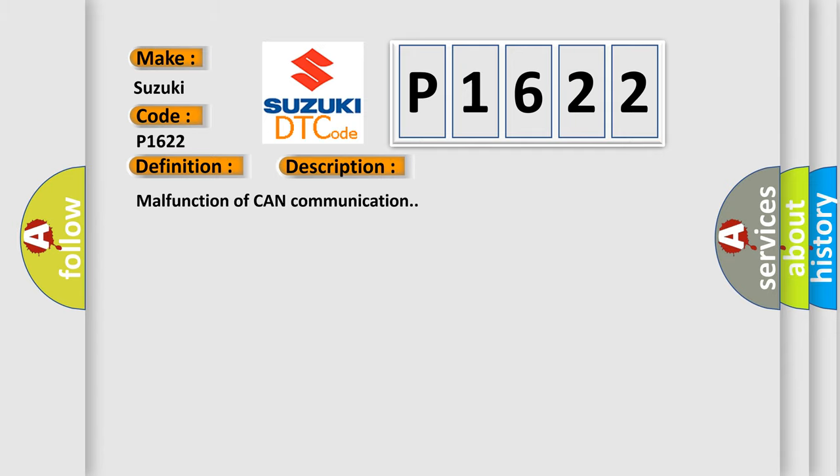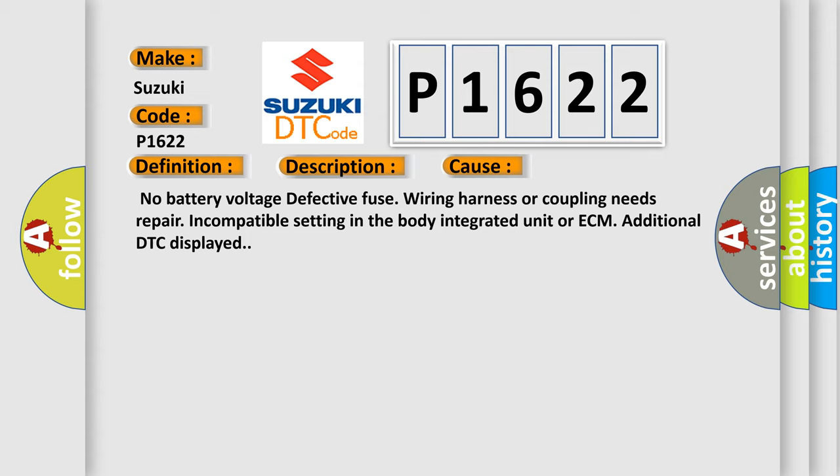Malfunction of CAN communication. This diagnostic error occurs most often in these cases: no battery voltage, defective fuse, wiring harness or coupling needs repair, incompatible setting in the body integrated unit or ECM, additional DTC displayed.